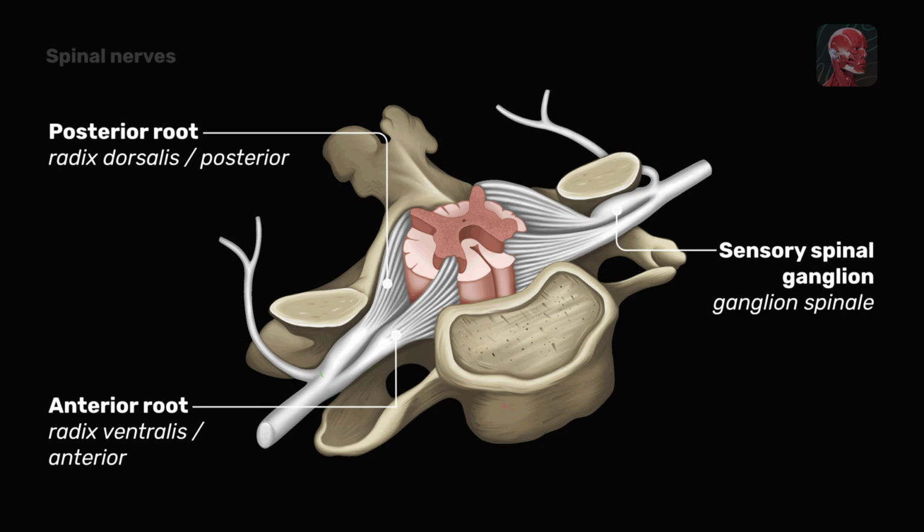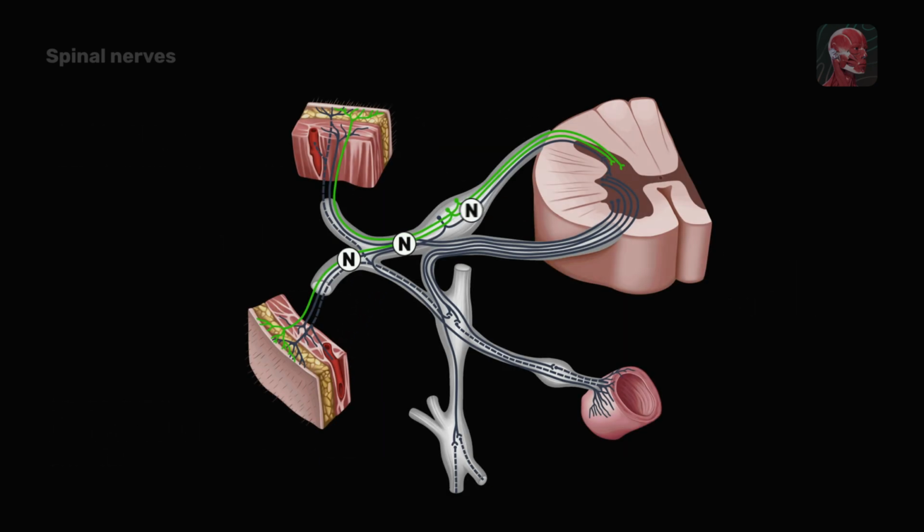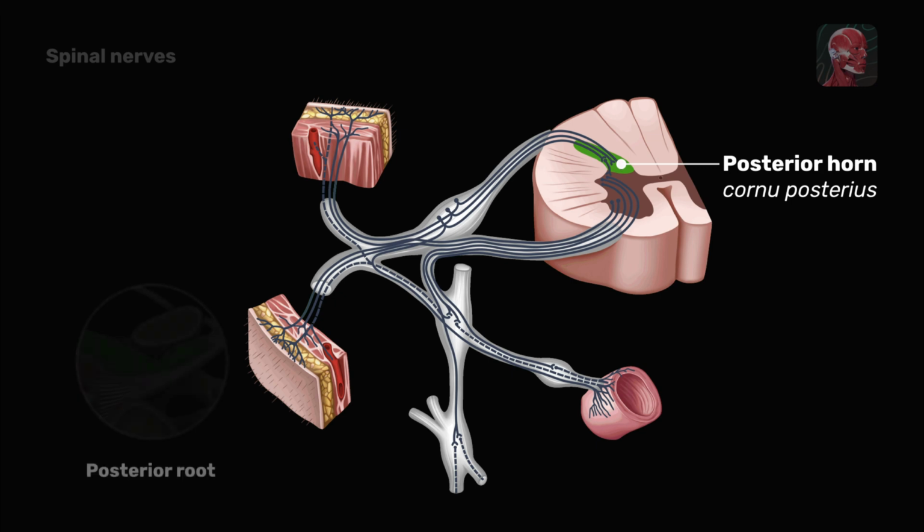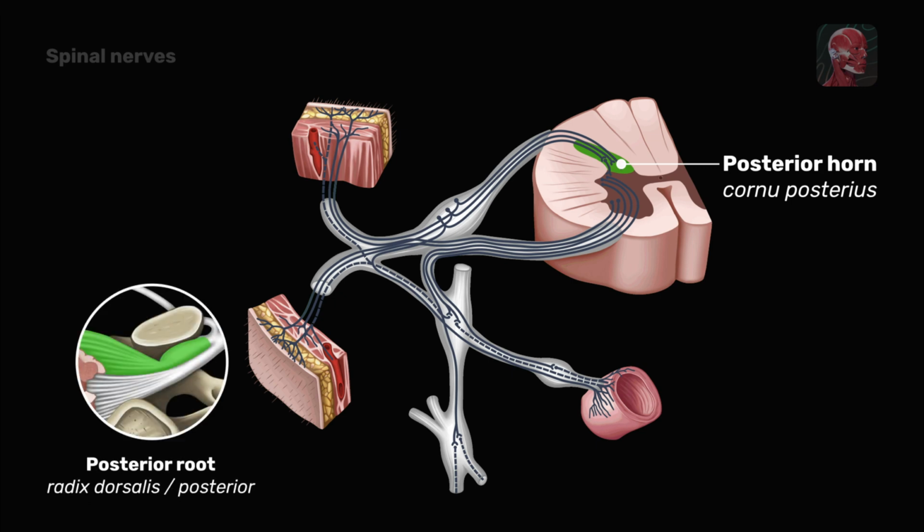Spinal nerves are formed by 2 roots, the anterior and the posterior root, which merge in the intervertebral foramen. The sensory spinal ganglion, which contains cell bodies of peripheral sensory neurons, adheres to the posterior root. In humans, these neurons are pseudo-unipolar. The peripheral process ends with receptors, and the central process enters the posterior horn of the spinal cord as part of the posterior root of the spinal nerve.